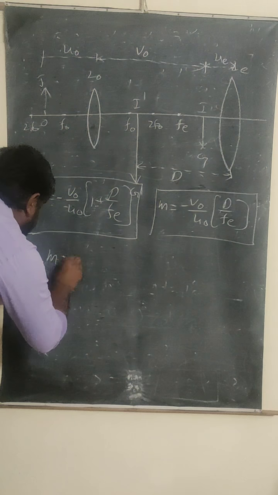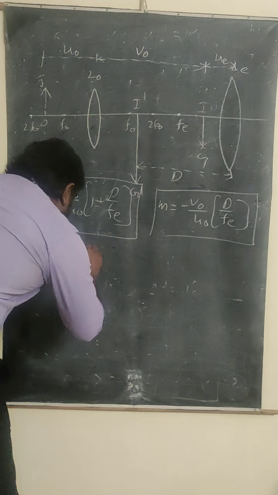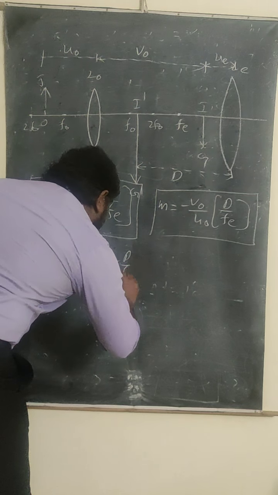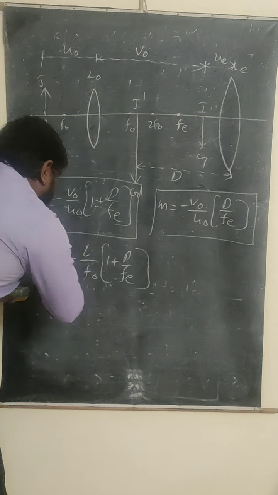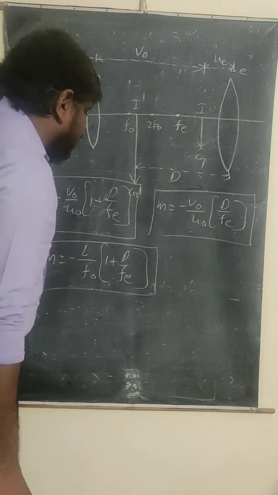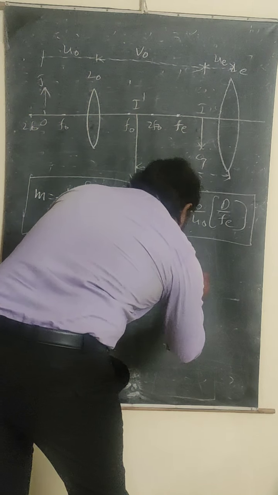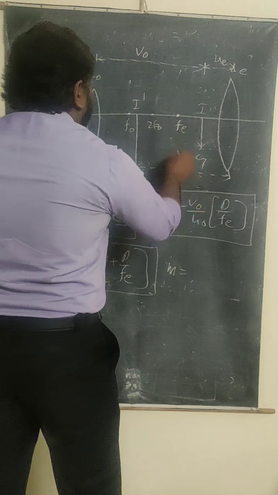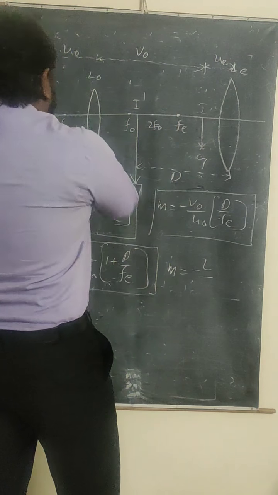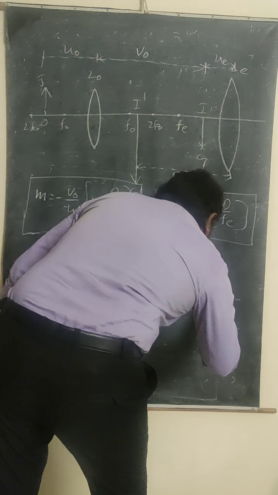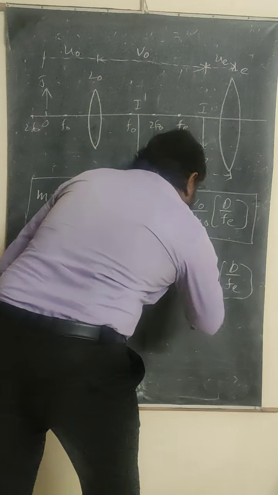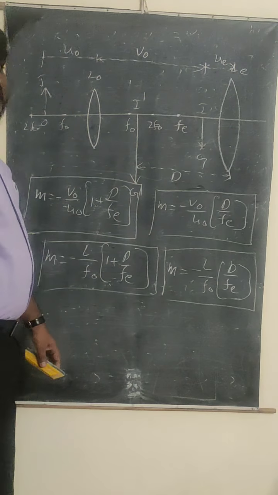The magnification M is equal to minus L by F naught into 1 plus D by Fe. This is the magnification at near point adjustment. In the case of far point adjustment, the magnification M is equal to, at the place of V naught you can write L, minus L by, at the place of U naught you can write F naught. This is F naught into D by Fe. So this is the magnification at the far point adjustment.